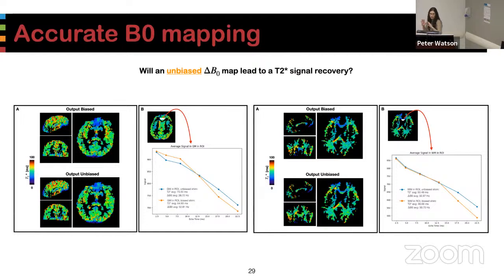So on the left, I have a map of T2 star in the brain using both shim techniques, using the biased B0 shimming technique and the unbiased B0 shimming technique. On the right is a map of T2 star in white matter, again, using both shimming techniques, biased and unbiased. And here we have an ROI in the front of the brain, the part that was most affected. And I'm showing the exponential decay curve of your signal for both shim techniques. So in blue, we have the unbiased shim, and in orange, we have the biased shim.